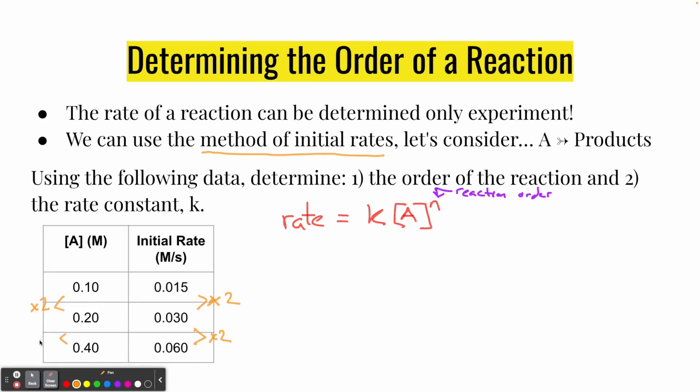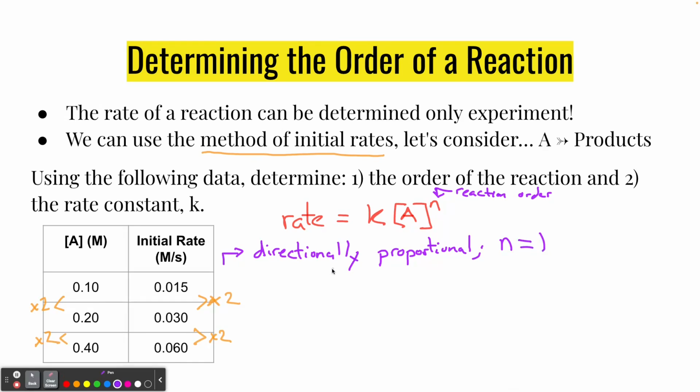Since both of these are doubling every time, the concentration of A doubled and then the rate doubled. And then the concentration of A doubles from 0.2 to 0.40 and the rate doubled again. Well, if it keeps doubling like that, then our relationship is obviously directly proportional. So if I have something that's directly proportional, that means my reaction order, n, is equal to 1.